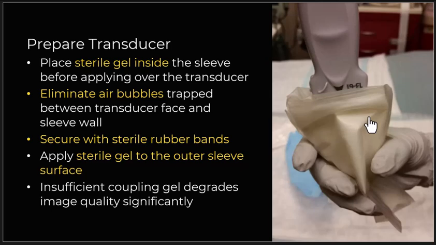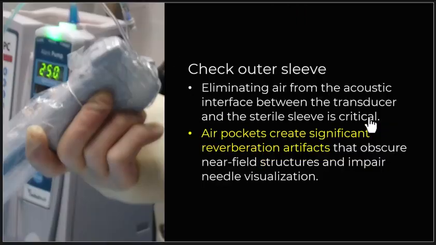We always want to make sure we're using plenty of ultrasound gel on the patient as we're scanning, which will improve your image. So once everything is ready to go and rubber bands are on, do one last look to make sure you've eliminated that air from that interface, because having air pockets in between that ultrasound transducer and sterile sleeve is going to create some significant reverberation artifacts that are going to obscure your image as you're scanning.